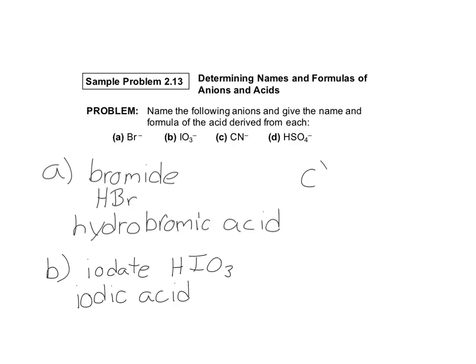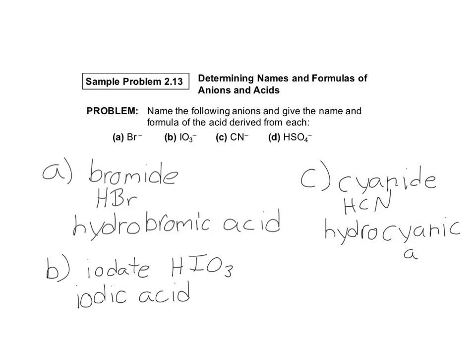Then C, this is another one of those polyatomic ions. This is cyanide. Our formula would be HCN, and we're going to follow the naming scheme like we did in A. This is going to get the hydro, because this is not an oxoacid. So hydrocyanic, it gets the "ic" ending, and then the word acid.